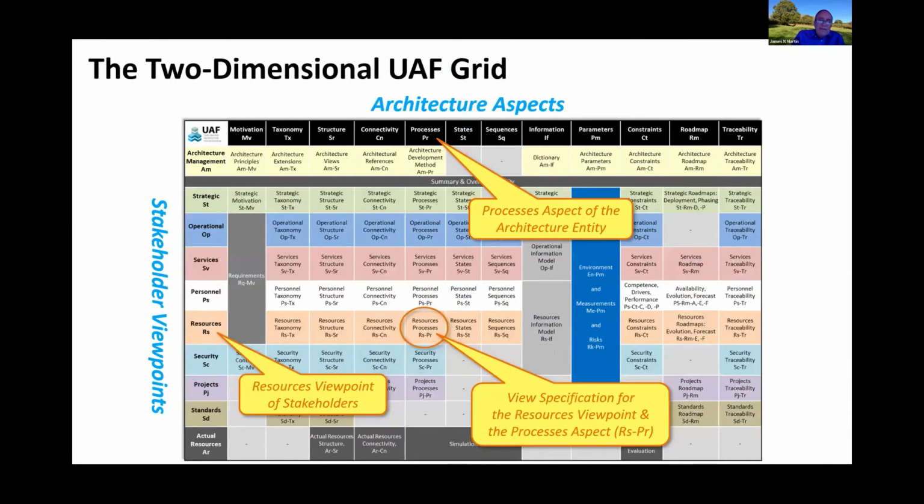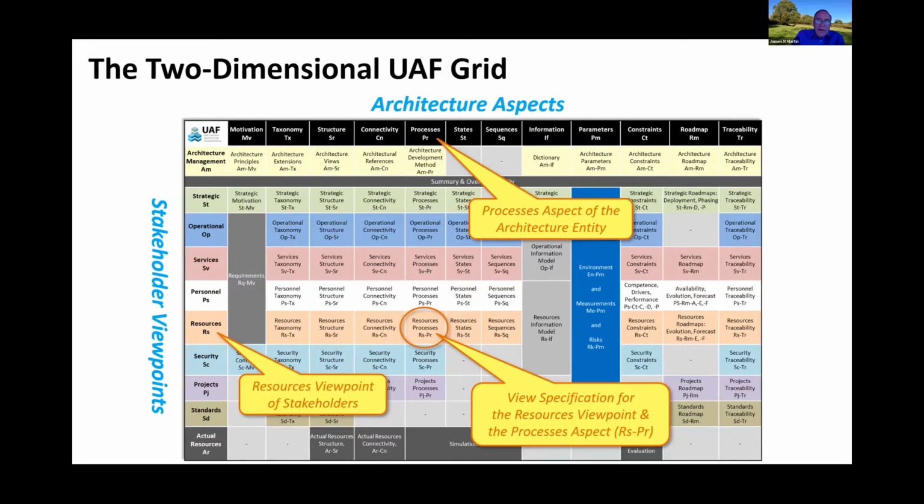We organize these aspects and viewpoints within a two-dimensional grid. So you can see across the top, the columns represent those aspects. We already mentioned the structural on the left and the behavioral aspects in the middle. And the different rows of the grid represent the different perspectives of different stakeholders.